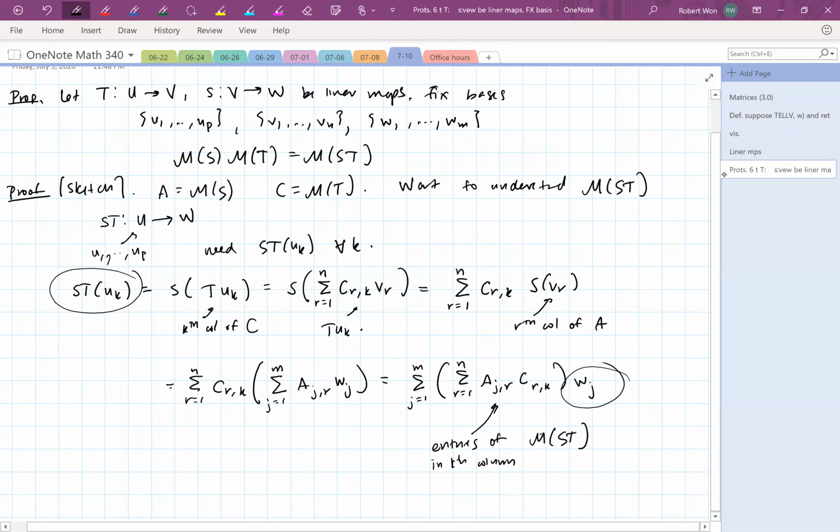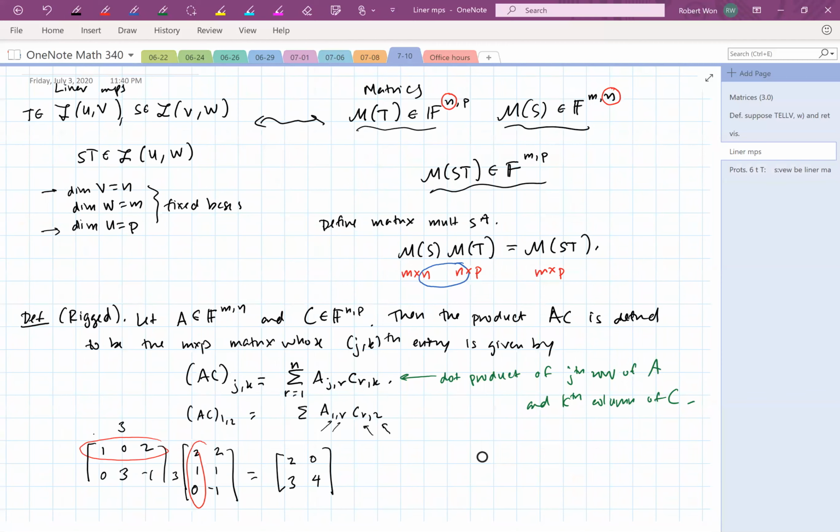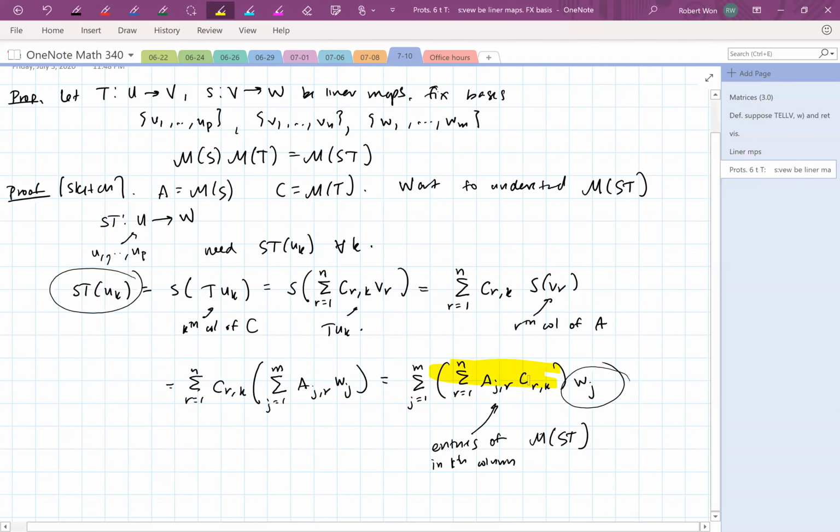But notice that this is how we defined matrix multiplication. These are the entries of the matrix AC. It's exactly the same thing as this. And since that's the way that we define it, this shows that AC is just the matrix of the composition ST. Okay, so there's nothing super deep going on here. But even though it's not super deep, it is kind of technical.